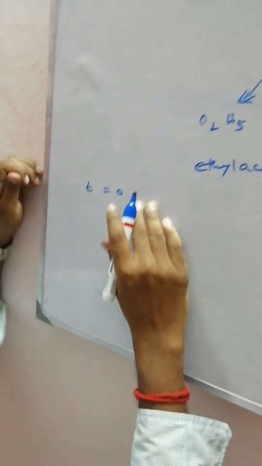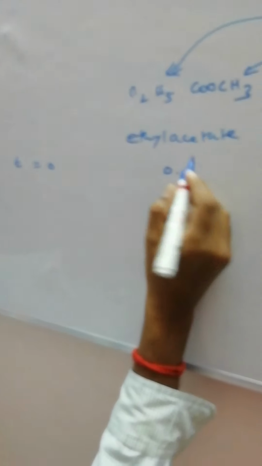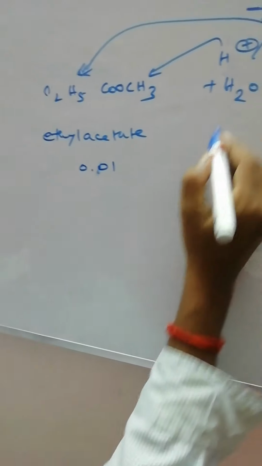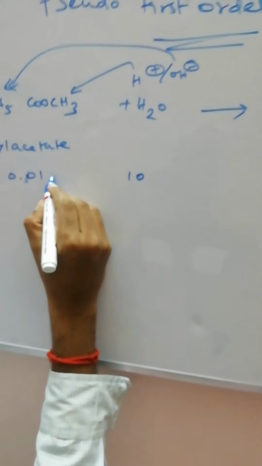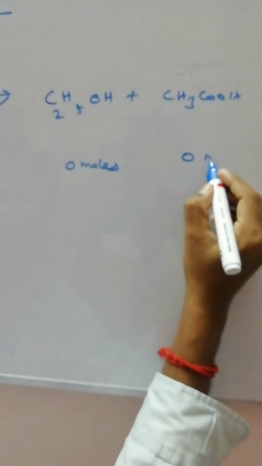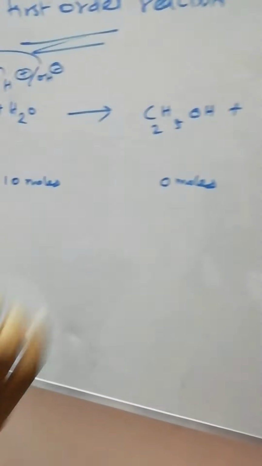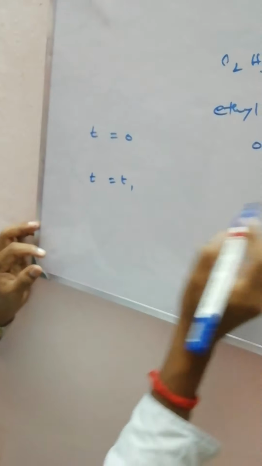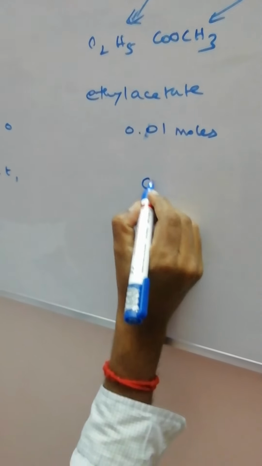At time interval 0, the concentration of water is 10 moles and the concentration of ethyl acetate is 0.01 moles. These compounds are initially not formed, so the concentration of the products is 0. At time interval T equal to T1, the concentration of ethyl acetate becomes lower, and the concentration of water is 9.9 moles.